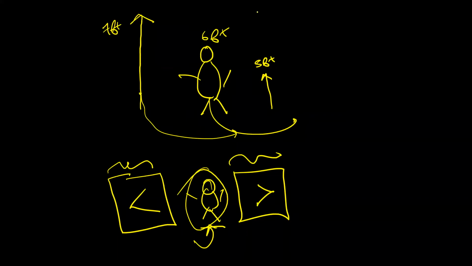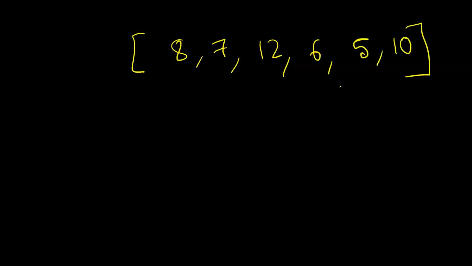Yes. So this is the same concept that QuickSort uses. Let me just give you an overview. Let's say you have to sort an array of integers: 8, 7, 12, 6, 5, 10, anything like this. This is an array, right? I want to sort this array. So what do I tell?